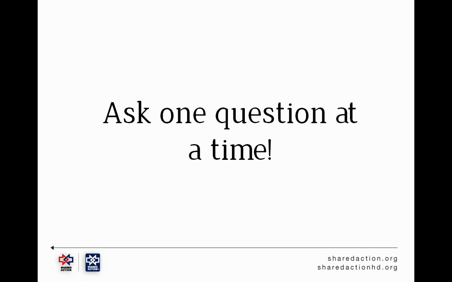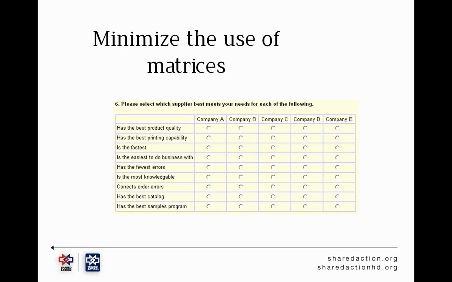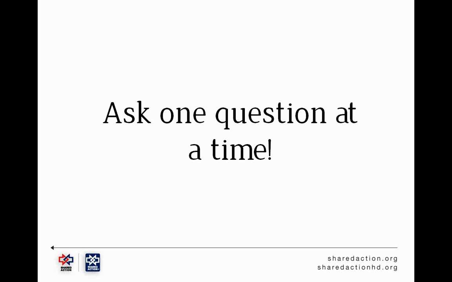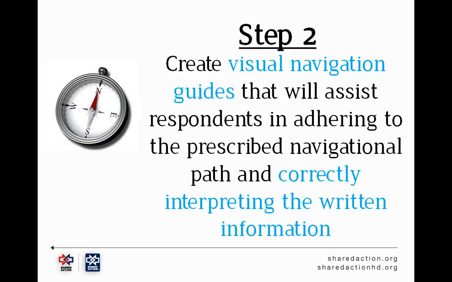And just ask one question at a time. Don't front load a lot of questions. A matrix is asking a million questions at the same time, so spell each question out. By doing this, it's a lot easier to read and a lot easier to interpret.